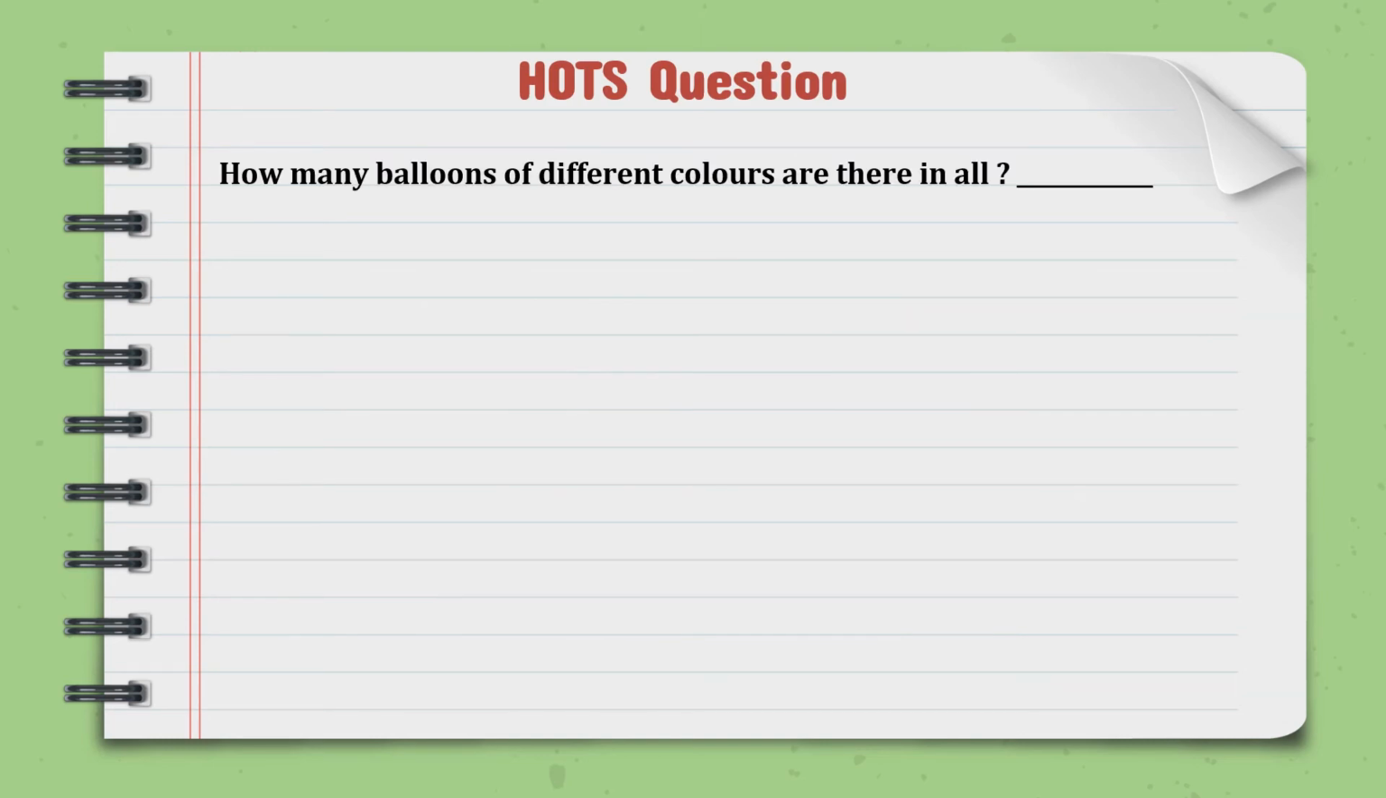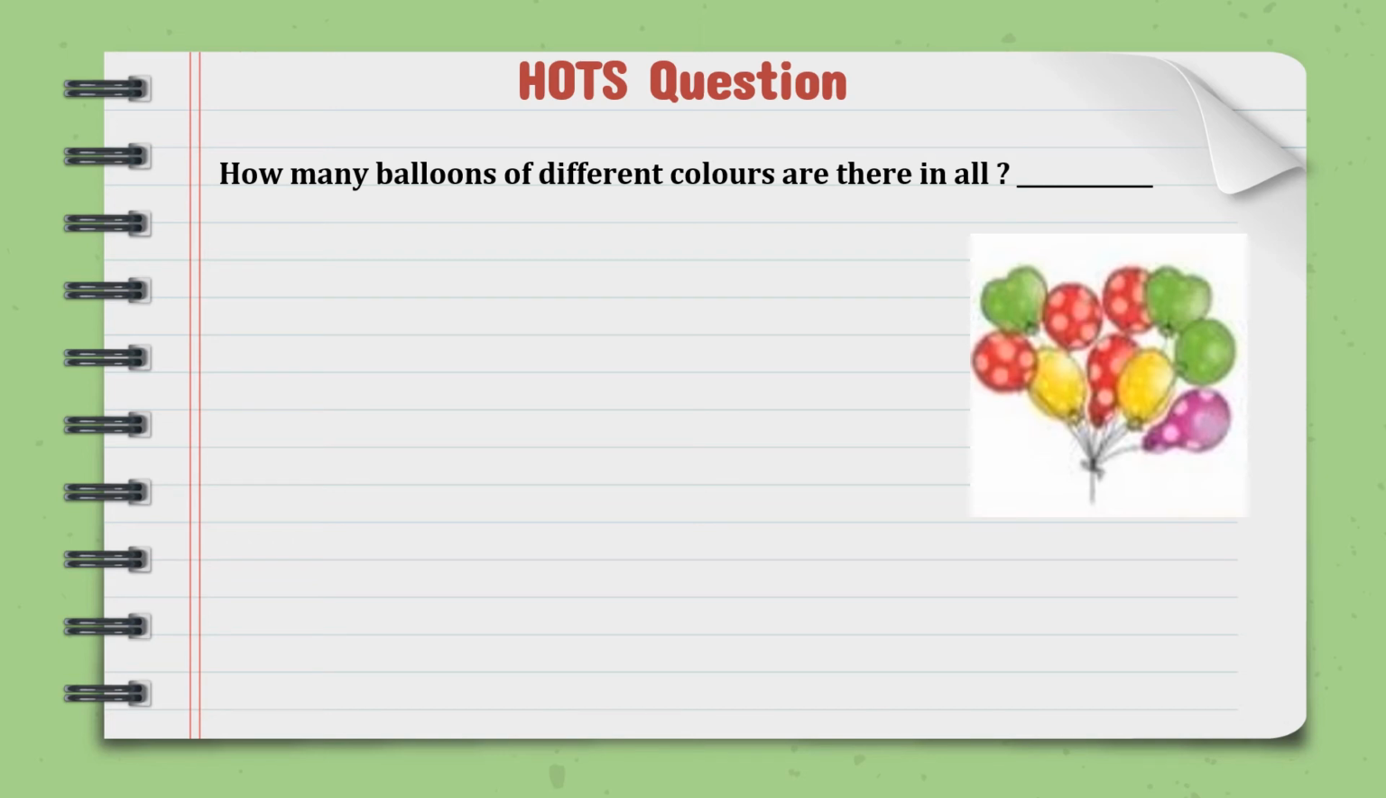Now a hot question, how many balloons of different colors are there in all? See here, these are the balloons. So this is red color, there are 4. In yellow there are 2, and in green there are 3, and pink is 1. So there in total 1, 2, 3, 4, 5, 6, 7, 8, 9 and 10. Total 10 balloons are there.